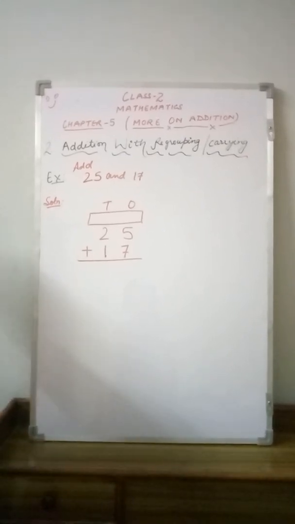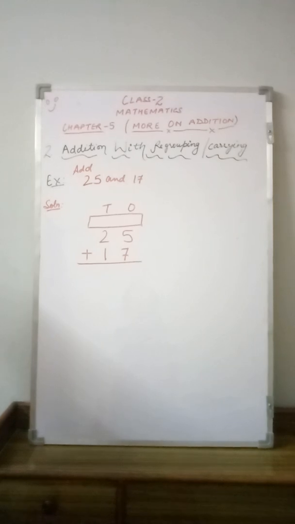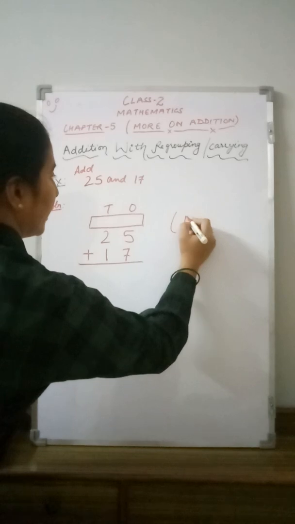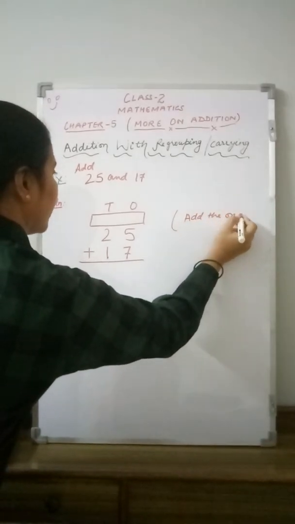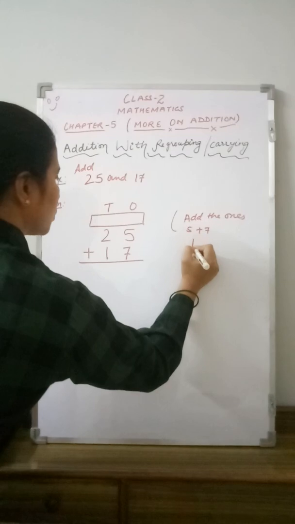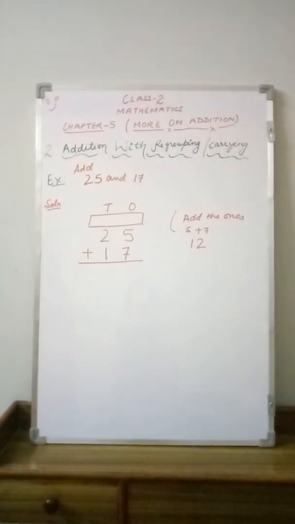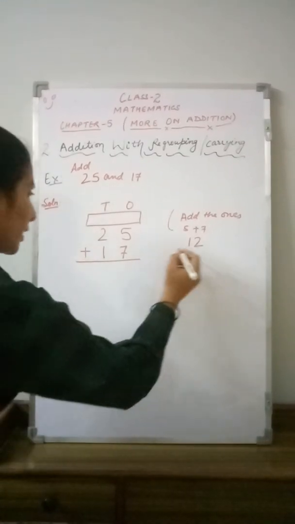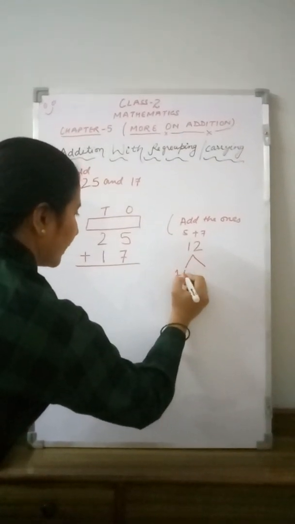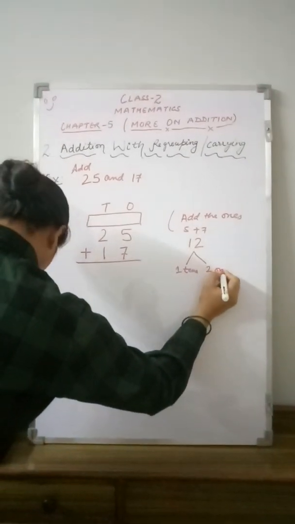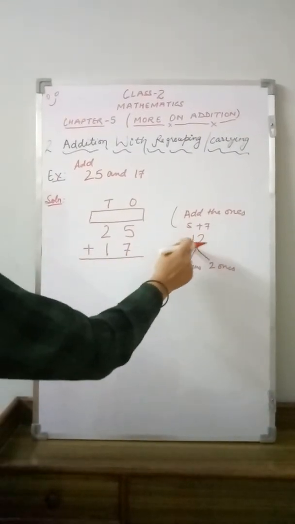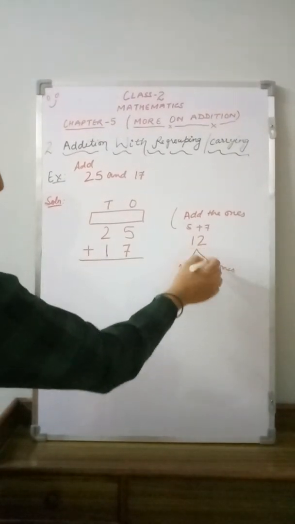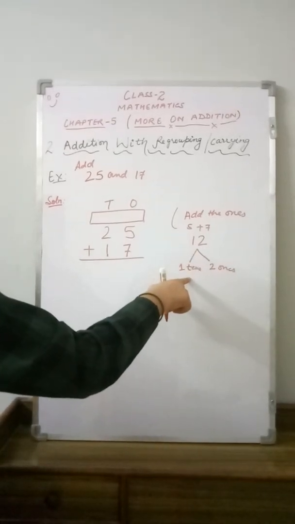So again, let's start with the ones place. So let's add the ones. When we add the ones, the sum is 12. 5 plus 7 is 12. So how can we regroup this, student? Here 12 is 1 ten and 2 ones, right? We can distribute these two digits. 12 is a two digit number, so 2 comes on the ones place and 1 is on the tens place.